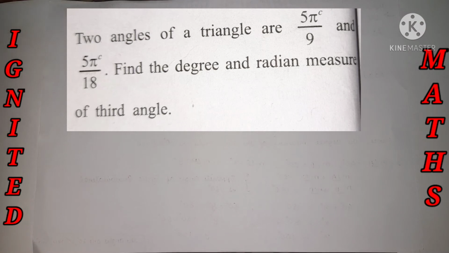The sixth question is also similar to the fifth, because in the sixth question they have given two angles in radian form, and we need to find the third angle of the triangle in degree and radian.